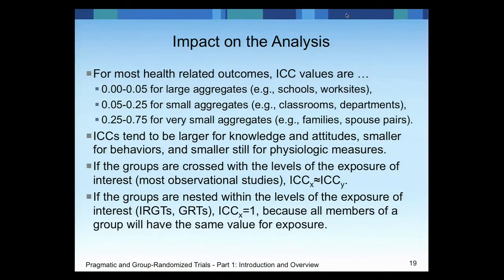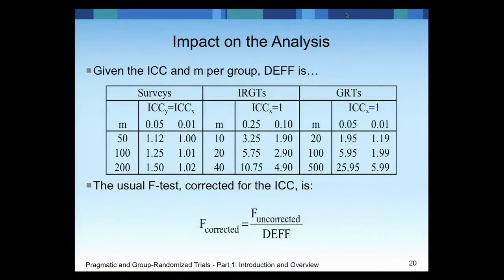If the groups are nested within the levels of the exposure of interest, and that's true in an individually randomized group treatment trial and in a group randomized trial, then the interclass correlation for the exposure or the independent variable is 1, because all of the members of a group will get the same value for exposure. We can use that formula to calculate design effects, and they're shown here in this table.